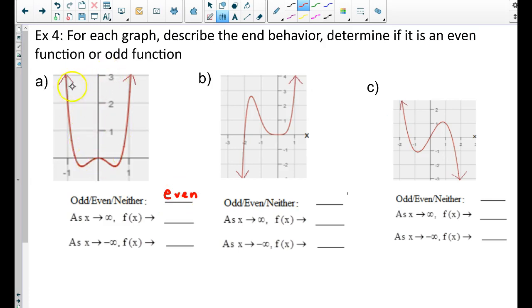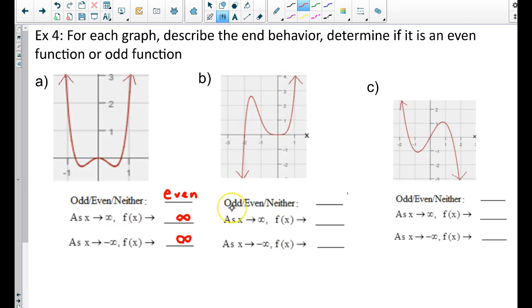Notice that both ends are going in the same direction and they're both going up. So therefore, both f of x, when you approach it from the right and when you approach it from the left, go up. That means you're going to positive infinity.